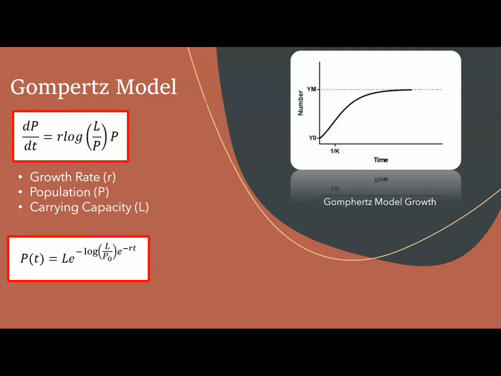Once again, this is dependent on the carrying capacity L as well as the growth rate and population, and the equation P of T can be solved using differential equations to get the carrying capacity times e to the negative log over the carrying capacity over the initial condition times the exponent to the negative growth rate times time.